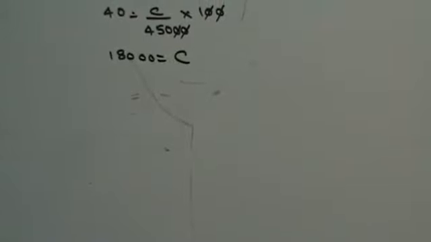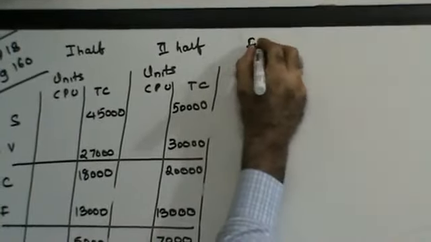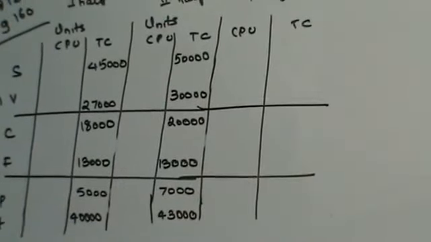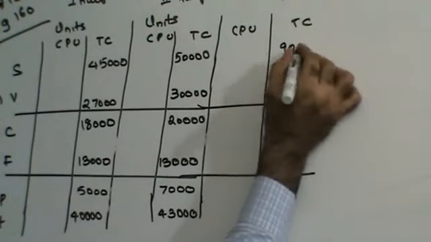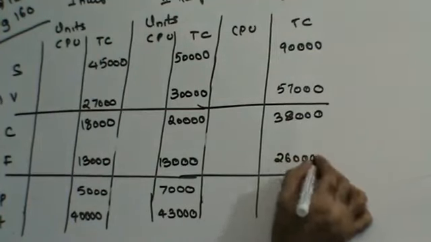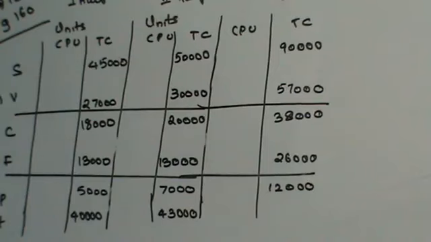Now let's see what they asked you in the sum. Once your table is complete, you can find out whatever they asked you. Now, they said to find PV. We've already found that out. Find fixed expenses, yes. Then they've asked you to calculate for the whole year. For the full year, all you need to do is just add first half and second half. So this is going to be 90,000. This is going to be 57,000. This is 38,000. This is 26,000. 12,000. Right? PV remains the same. So whether it is for the first half, second half or the whole year, PV will remain the same.